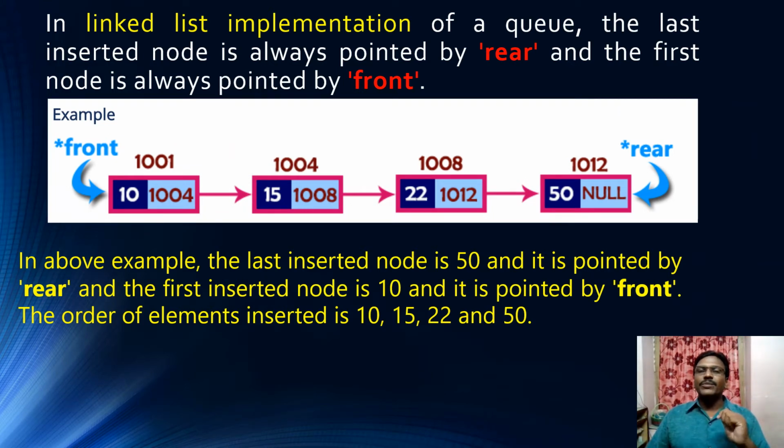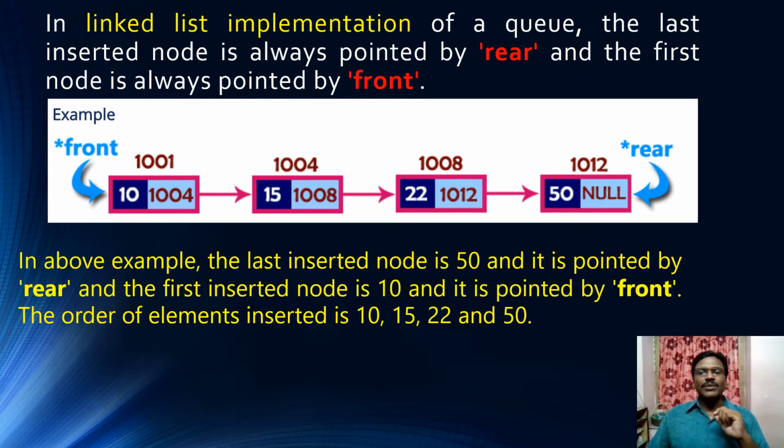In the linked list implementation of queue, the last inserted node is always pointed to by rear, and the first node is always pointed to by front. It is also the same as using arrays. The rear represents the last node and the front represents the first node.